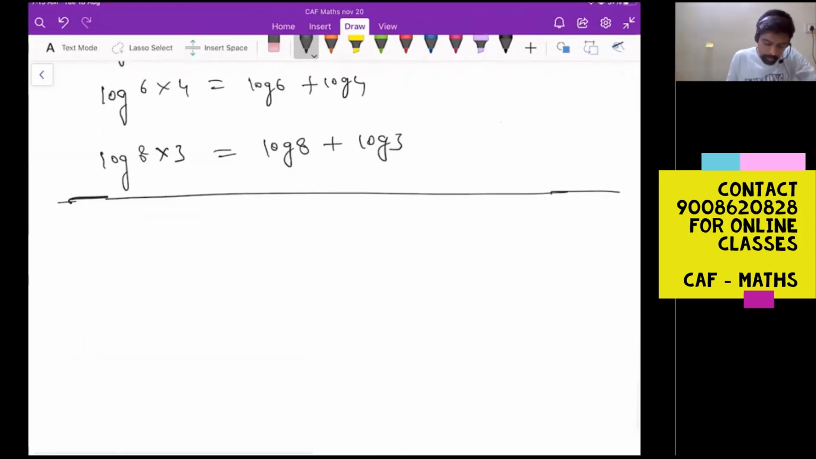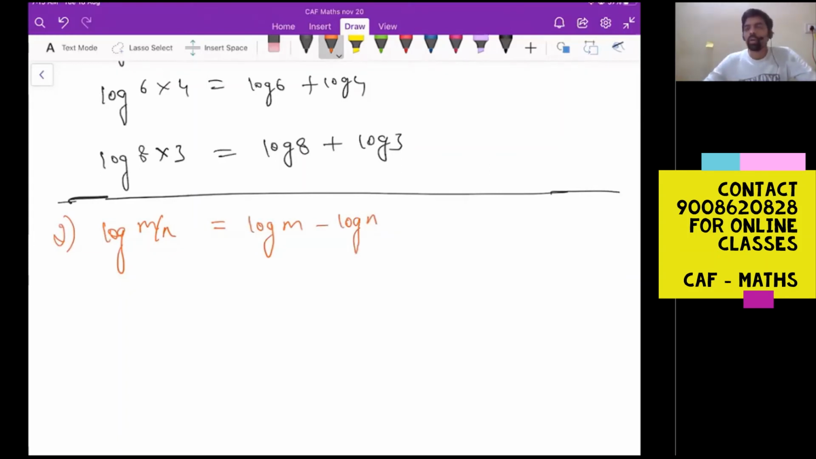Now the second property. The second property is log of m divided by n. Log of m divided by n can be written as log m minus log n. And what is the first property? Log of m into n can be written as log m plus log n. And the second property is log of m divided by n can be written as log m minus log n.